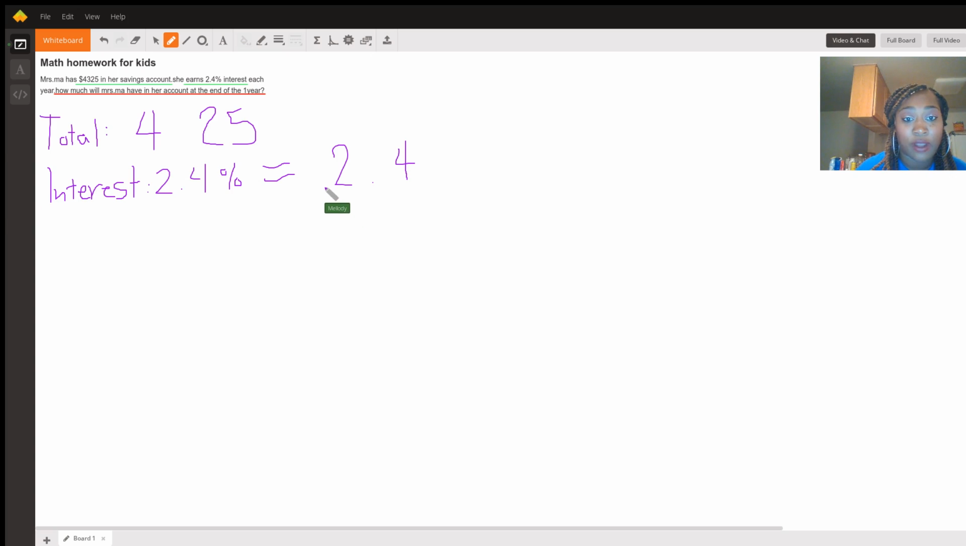So we have 1 and 2. We are here. So now there's an open placeholder. So we need to go ahead and put a 0 in that spot. So now what we should be multiplying by is 0.024.